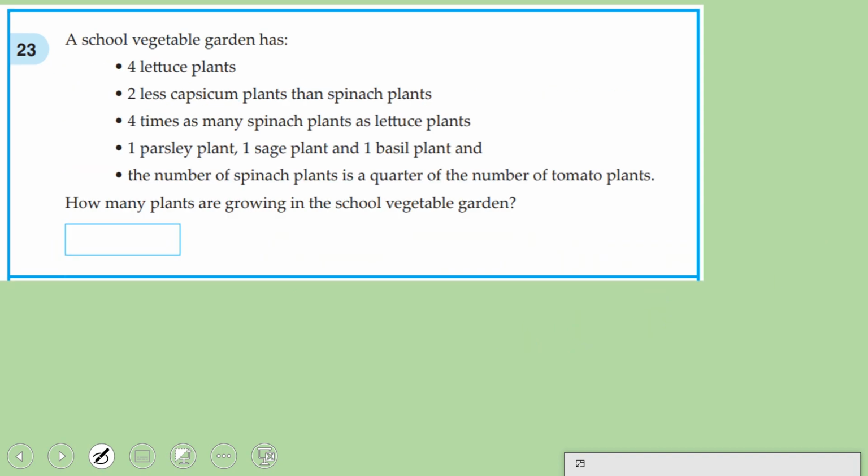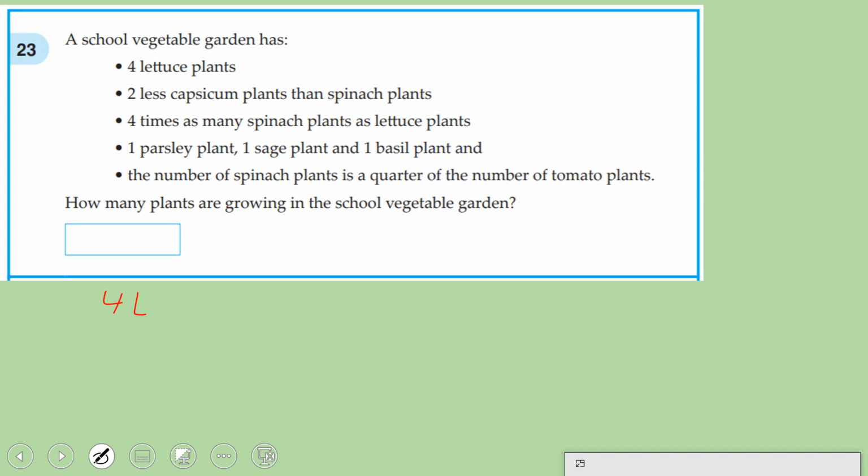The school vegetable garden has 4 lettuce plants, 2 less capsicum plants than spinach, 4 times as many spinach as lettuce, 1 parsley, 1 sage, 1 basil. The number of spinach plants is a quarter of the number of tomato plants. How many plants are growing in the school vegetable garden? Well, there's a lot of relationships going on here. So we've got 4 lettuce.